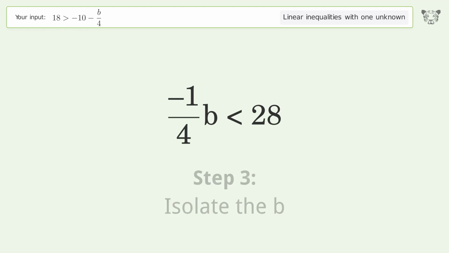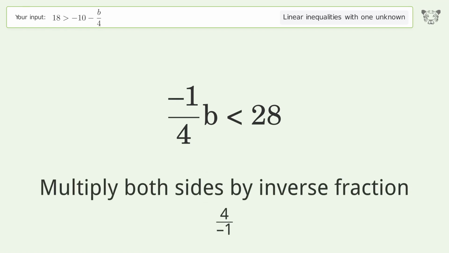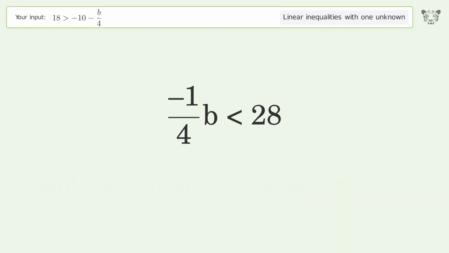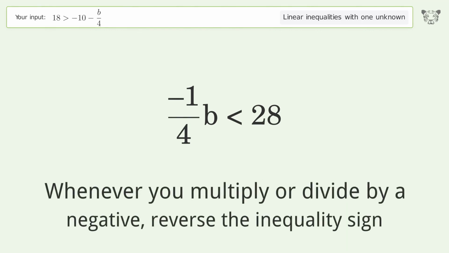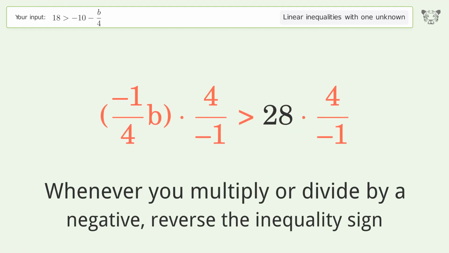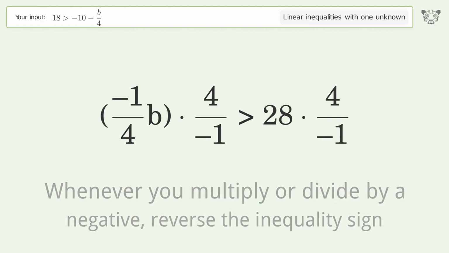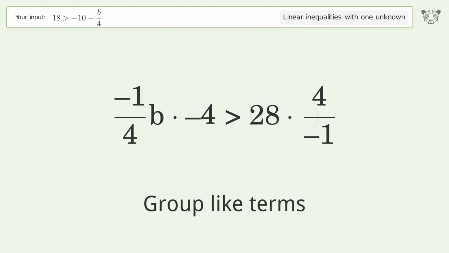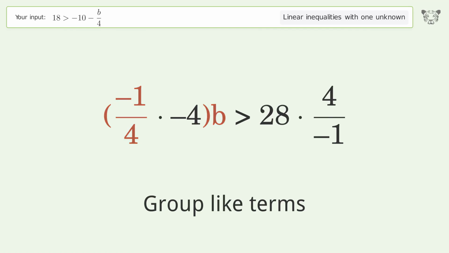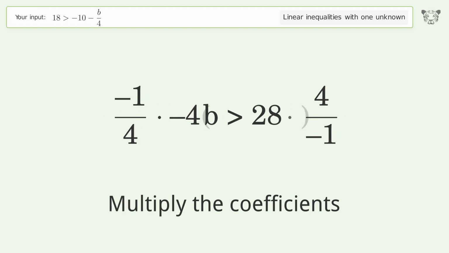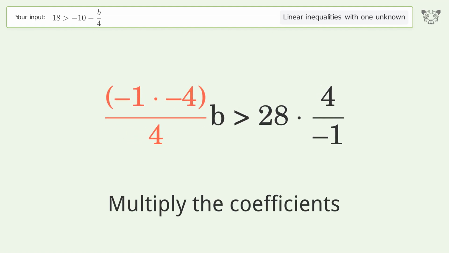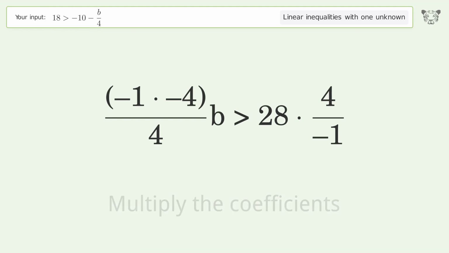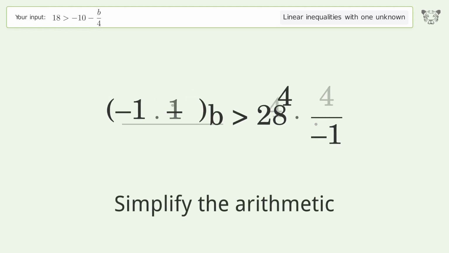Isolate the b. Multiply both sides by inverse fraction 4 over negative 1. Whenever you multiply or divide by a negative, reverse the inequality sign. Group like terms. Multiply the coefficients. Simplify the arithmetic.